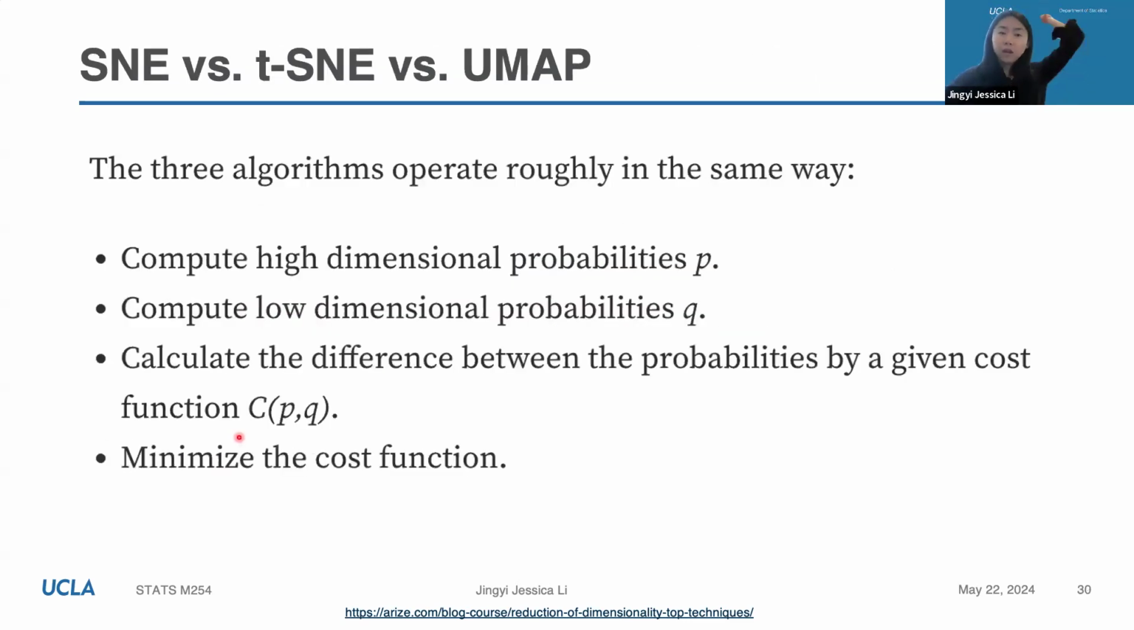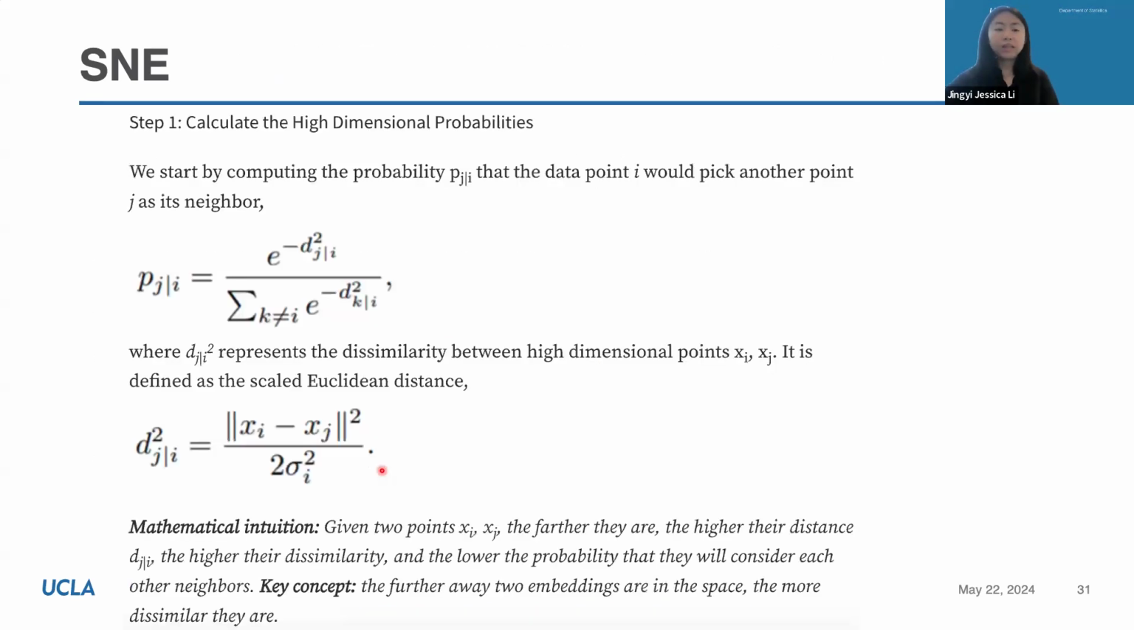The 3 algorithms operate roughly in the same way. Compute high-dimensional probabilities P, compute low-dimensional probabilities Q, calculate the difference between the probabilities by a given cost function between P and Q, minimize the cost function. Let's start with SNE, the earliest one. First step, it calculates high-dimensional probabilities.